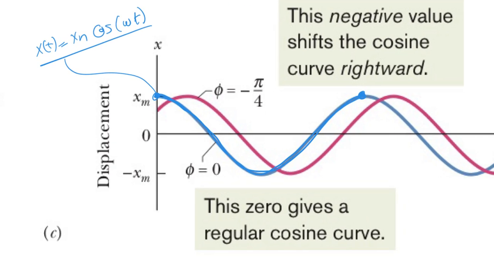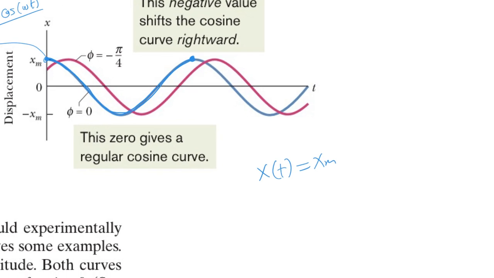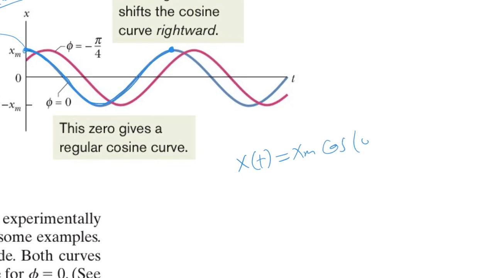But if the x(t) is equal to xm cosine(omega t plus or minus pi over 4).